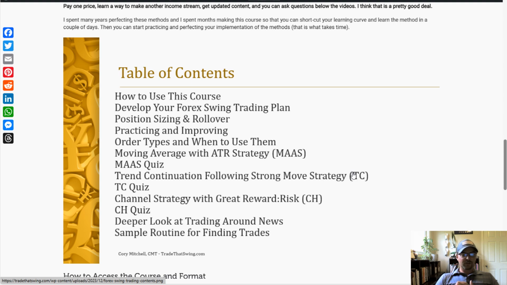The channel strategy with great risk reward. You may have heard of trend channels before, and they happen a lot in currencies. Currencies often get kind of stuck in these bands, and there are periods where you have a really big uptrend or a really big downtrend, but a lot of times it's just oscillating back and forth.